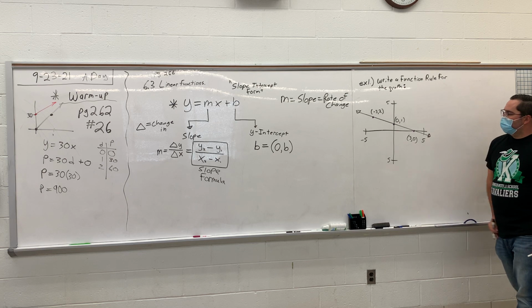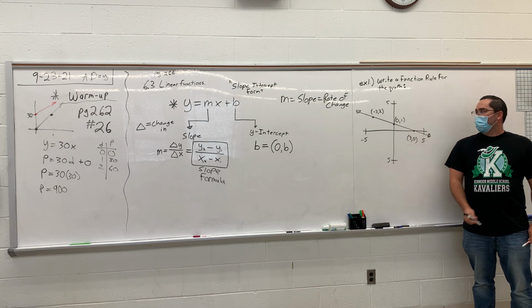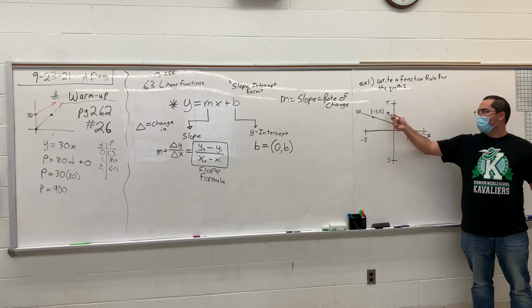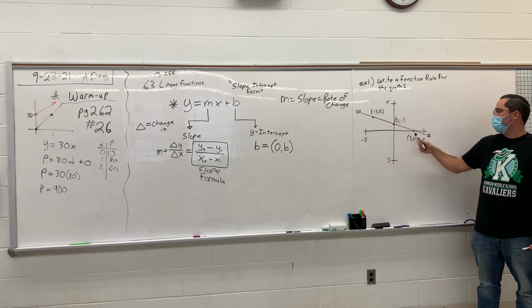So here's our graph. Honestly, it doesn't have to be perfect. You just have to have a line with these three ordered pairs on it. And just label the ordered pairs. -3, 2, 0, 1, and 3, 0.